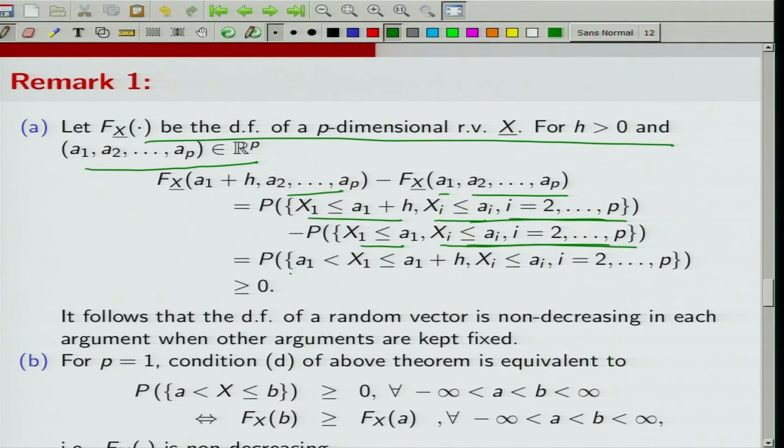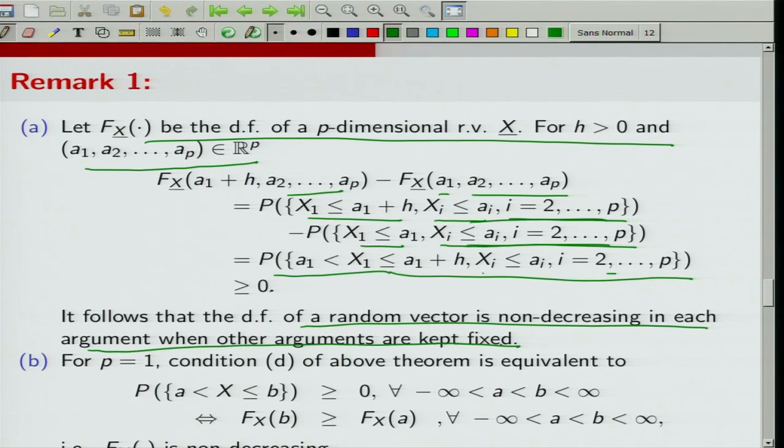So, if you use the additive property of a probability function, this becomes the probability that a1 less than X1 less than or equal to a1 + h, and these are fixed anyway, Xi less than or equal to ai for i equal to 2 to p. But probability is always greater than or equal to 0. So, this is always greater than or equal to 0. So, it follows that the distribution function of a random vector is non-decreasing in each argument when other arguments are kept fixed.